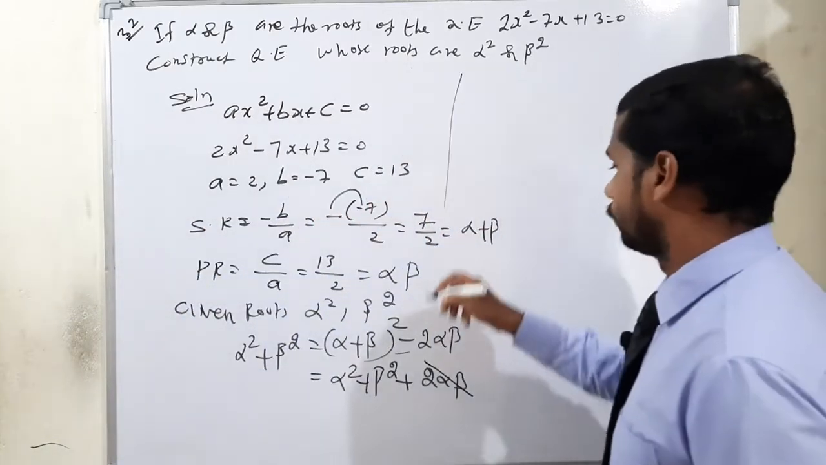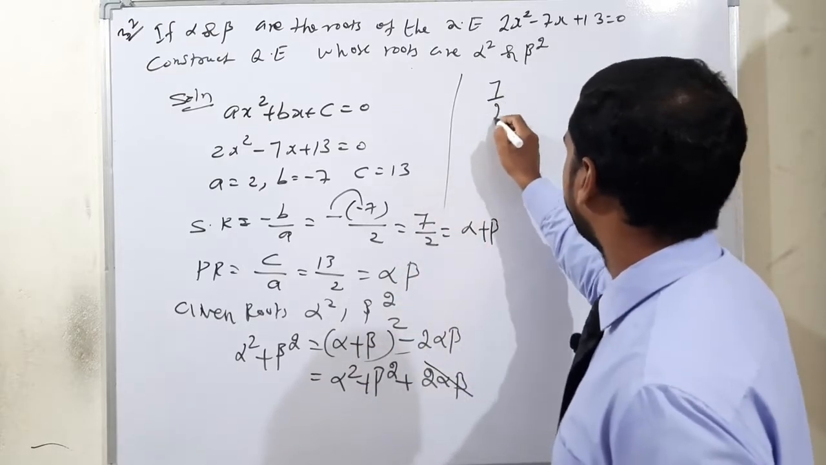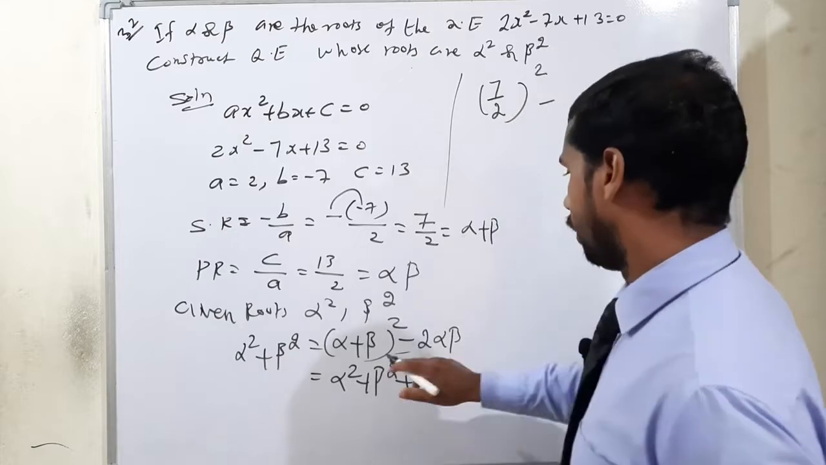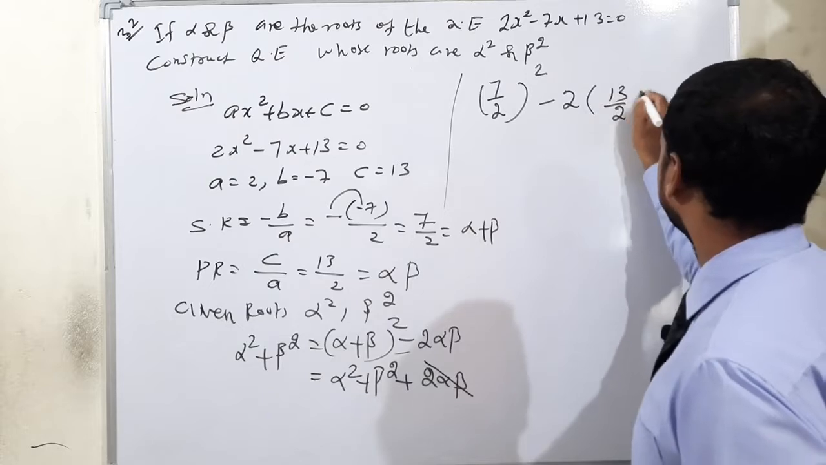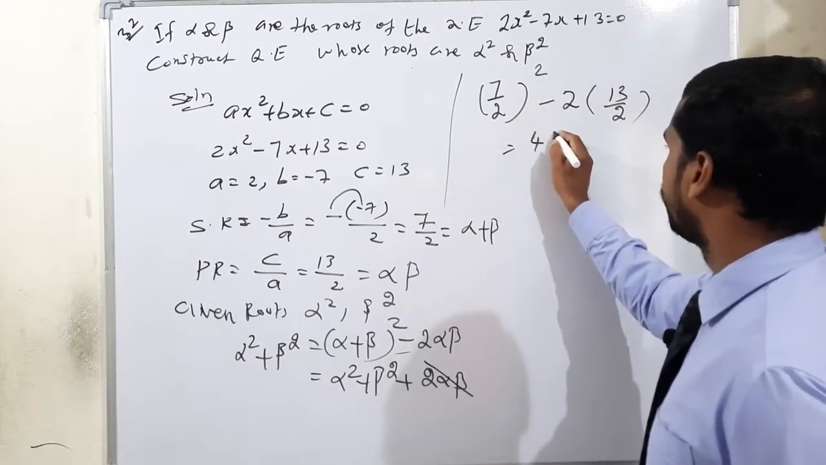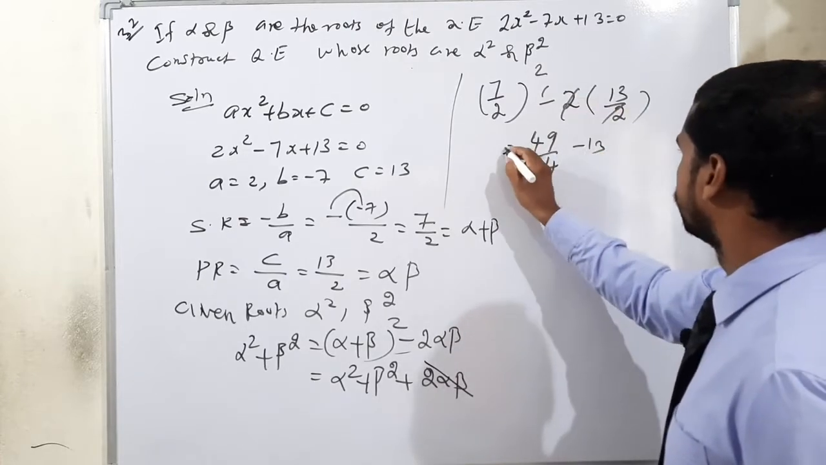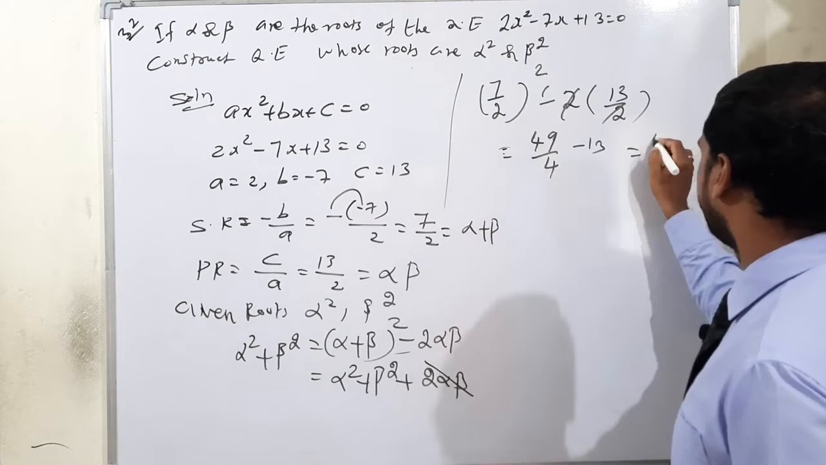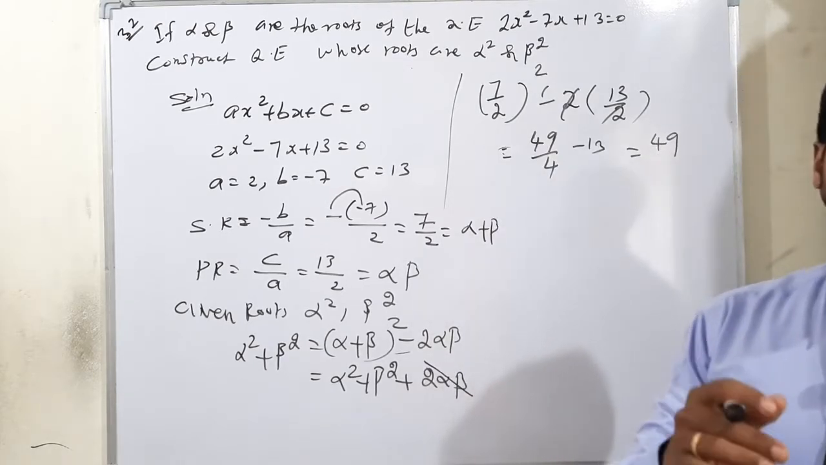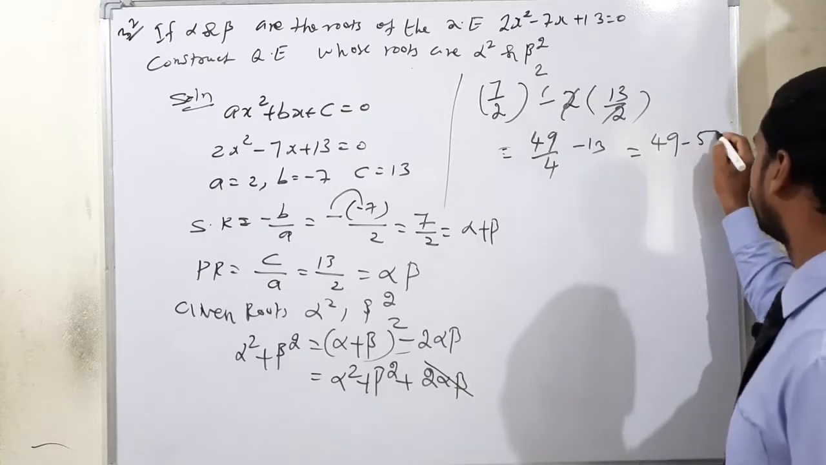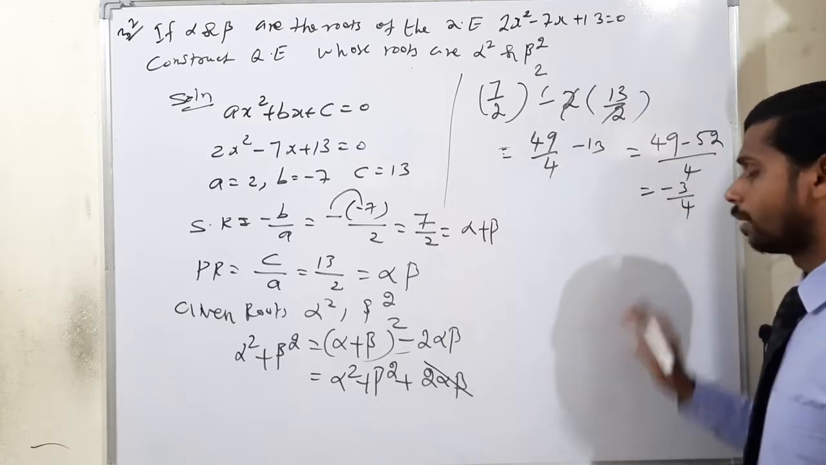Now we already know alpha plus beta, what is the value? 7 by 2, isn't it? So 7 by 2 the whole square, then minus 2 into the product of the roots 13 by 2. 7 by 2 the whole square means 49 by 4, and 2 cancels, so minus 13. It will be equal to 49 minus 13 into 4: 4 threes are 12, 10 into 4 means 40, 40 plus 12 is equal to 52, isn't it? So 49 minus 52 by 4, therefore minus 3 by 4. This is the sum of the roots value.